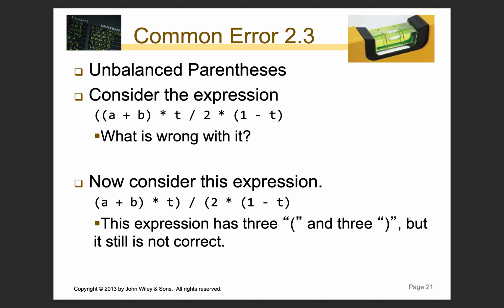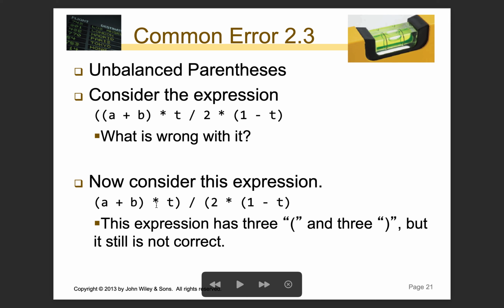Okay, and then we have more common errors, so unbalanced parentheses. These are sometimes called brackets. If we look at the expression here, we have open bracket, or open parentheses, a plus b, close parentheses, times t divided by 2 times 1 minus t. And what's wrong with it? Well, hopefully you can spot it, but this parenthesis and this parenthesis are paired together. This parenthesis and this parenthesis are paired together. But this parenthesis has no closing partner, and that would cause an error if we try to compute using Python.